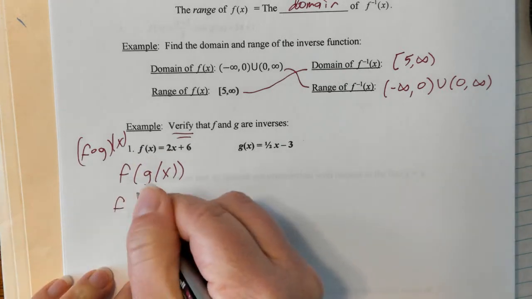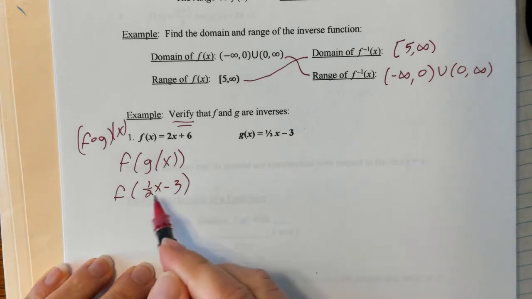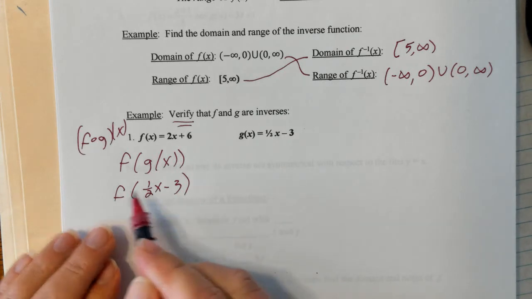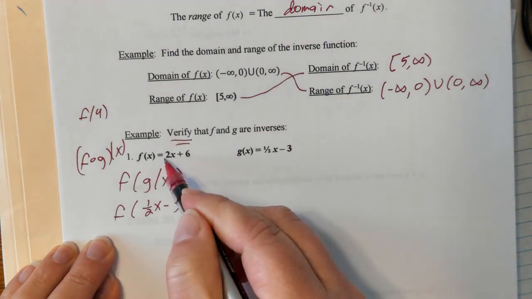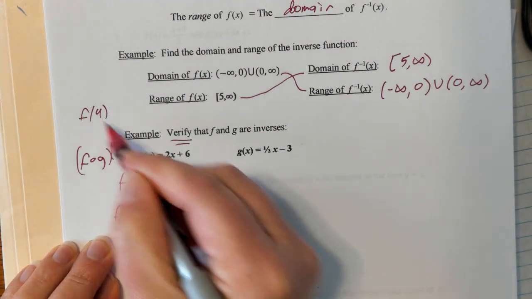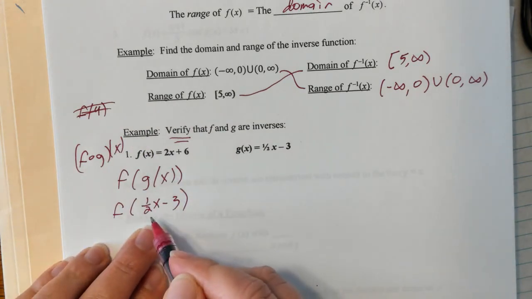Okay. All right, so what is g of x? Well, g of x is 1/2 x minus 3. What are we going to do with 1/2 x minus 3? We're going to put it in the f function. So it's like if I told you to find f of 4, you would do 2 times 4 plus 6. You would replace x with 4. But we're not replacing it with 4. We're replacing it with 1/2 x minus 3.